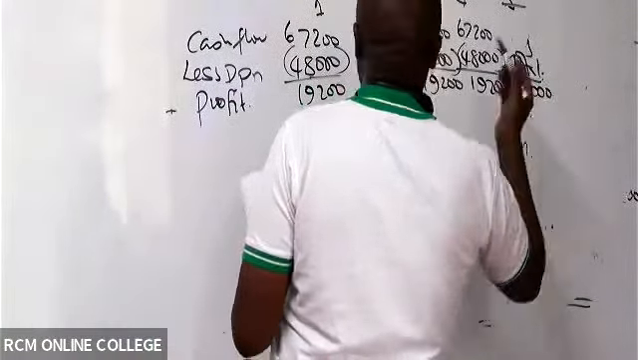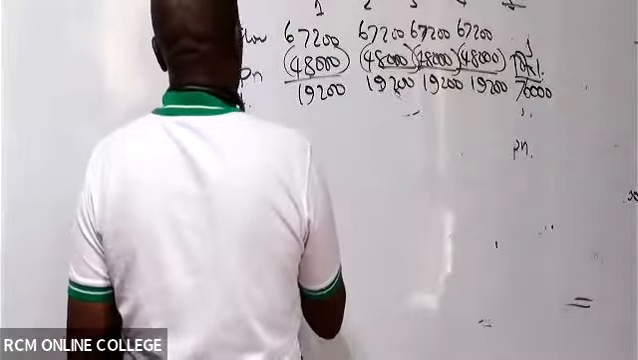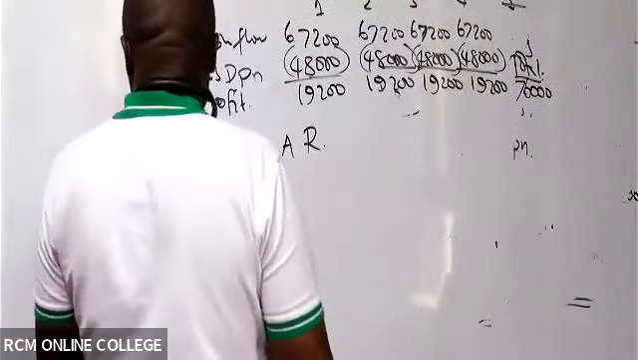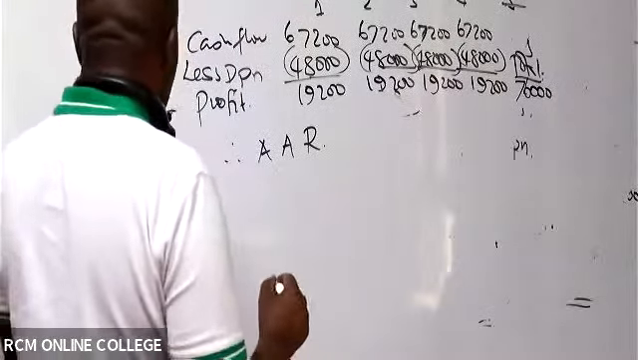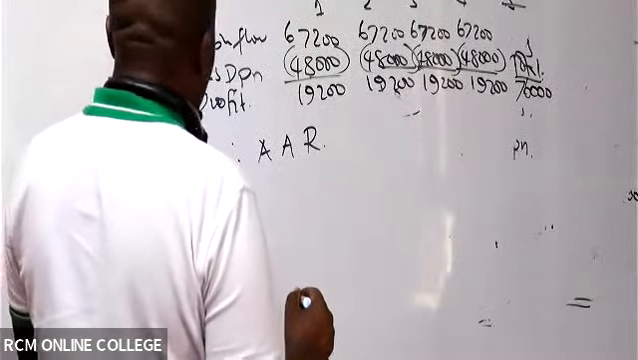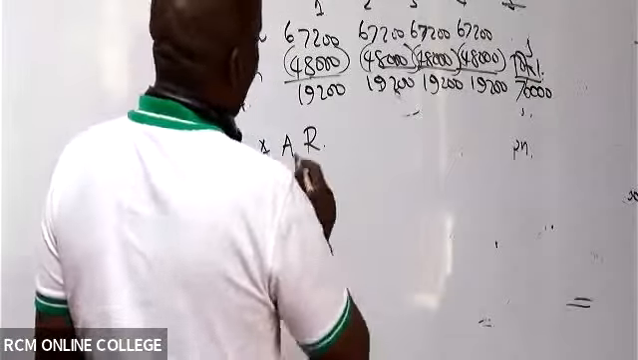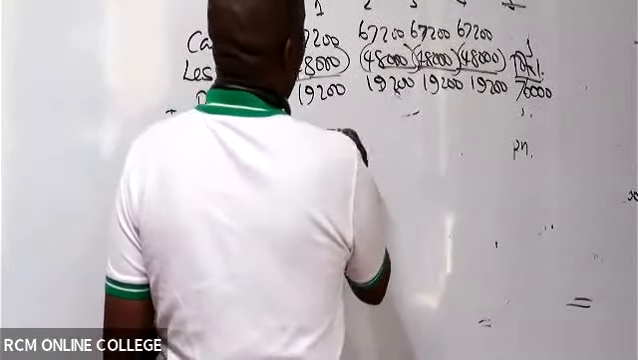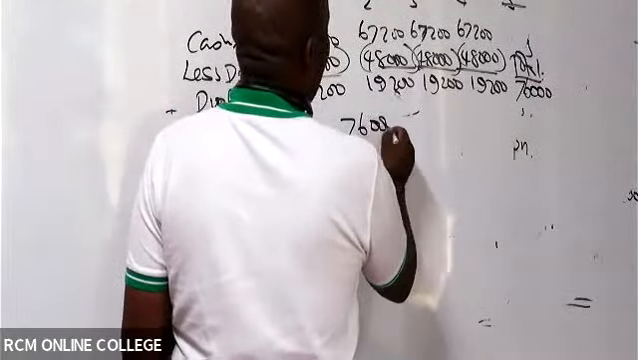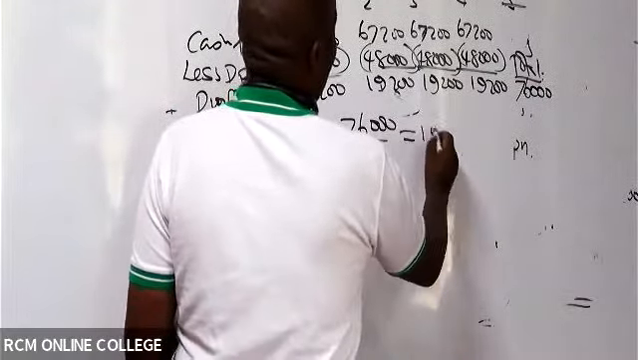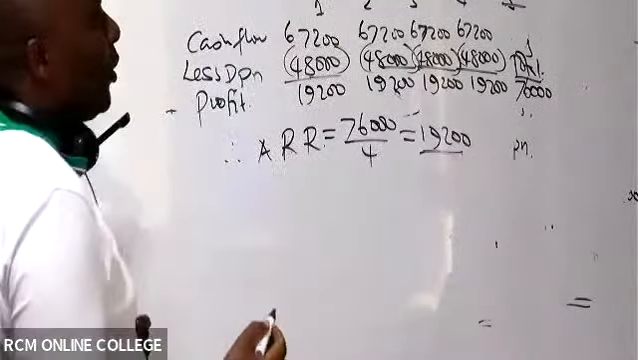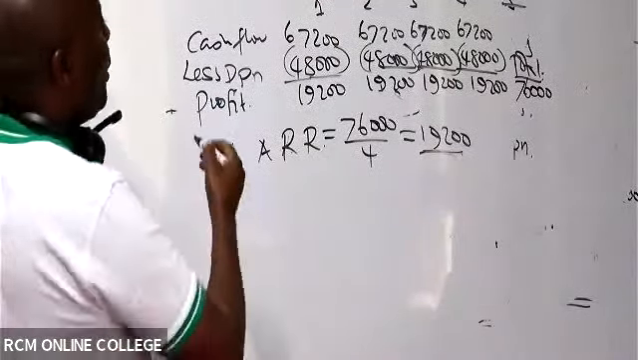This is straight line, no problem. Therefore, the accounting rate of return, or ARR. I will take this 76,000 and divide by 4, which gives me 19,200 like that. This is for project X.